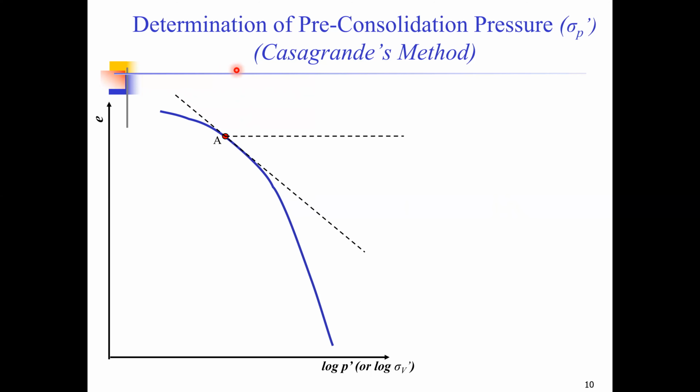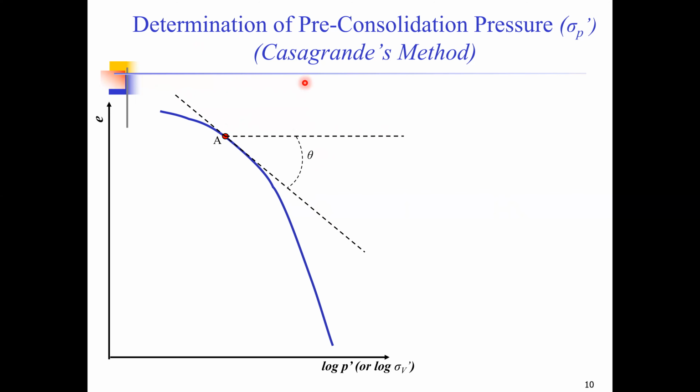So step number 1, I draw a point of maximum curvature. Step 2, from this point, draw a horizontal line. Step 3, draw a tangent to this line. And step number 4 is determine the angle between these two lines. Let's suppose this angle is theta.